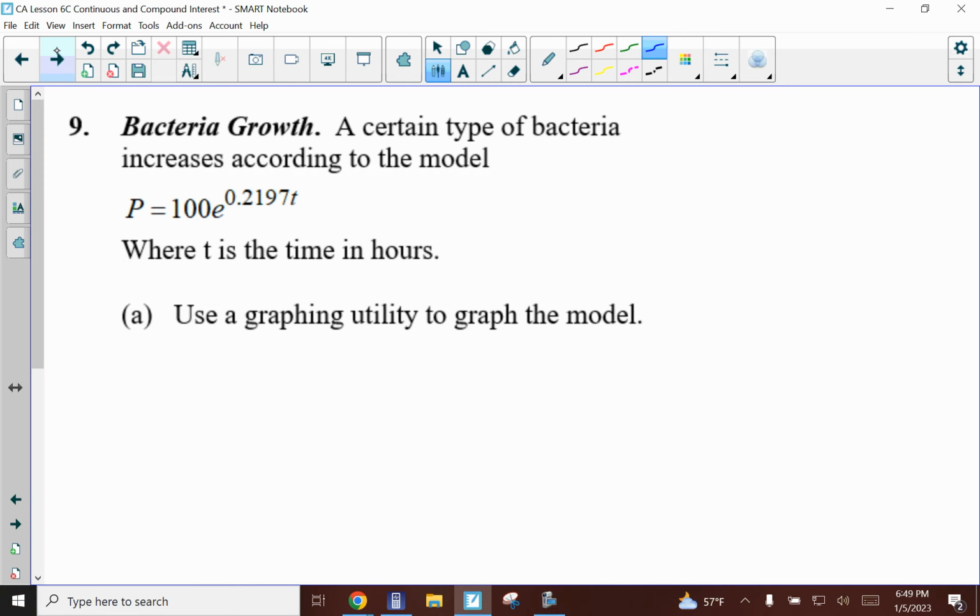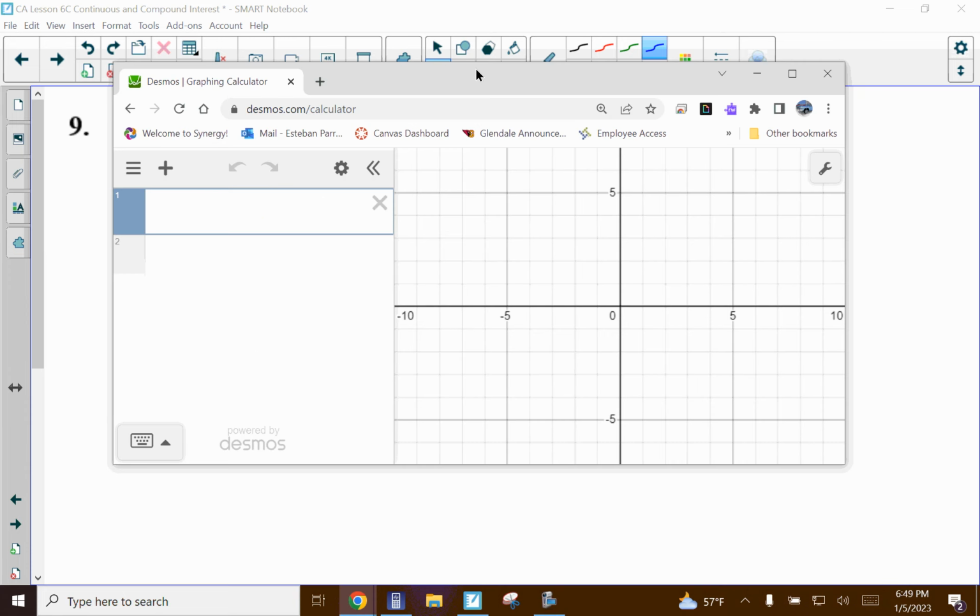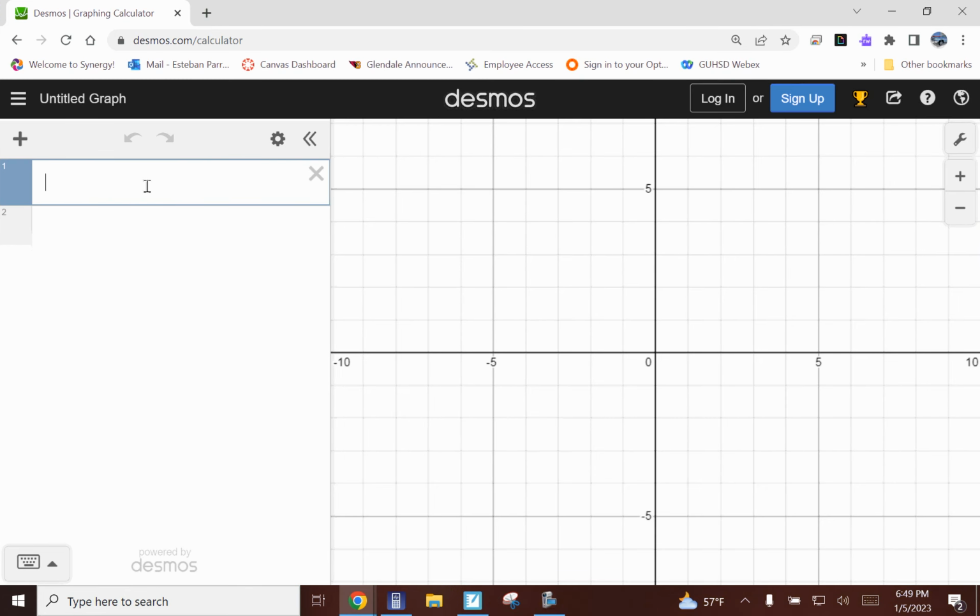Number 9 is just a question that involves bacterial growth, and it's still going to use the same formulas we've been talking about. Bacteria and population problems often use this continuous growth. You can tell it's continuous because it has the E in it. T is the time in hours, and it says use a graphing utility to graph the model. So we're actually going to use Desmos, because doing it on a graphing calculator is kind of a pain, since you have to play with the viewing window in order to see it.